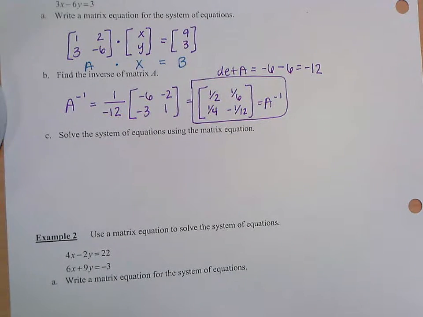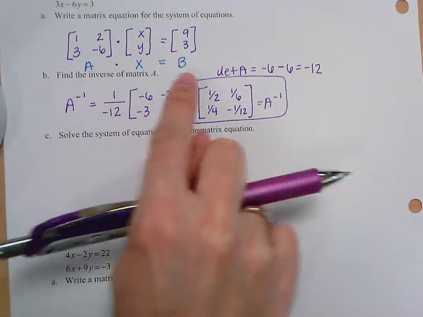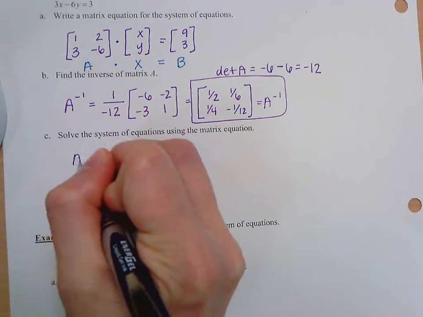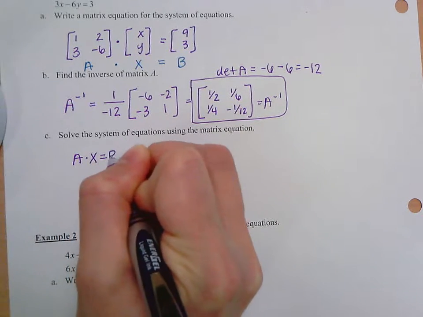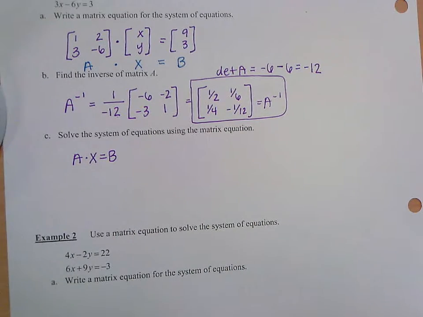And then again, I'm going to write this out. You wouldn't have to write this out every time, but I'm going to write out again why the solution is set up the way that it is. So if we have our matrix equation A times X equals B, because now part C says to solve the system by solving that matrix equation.